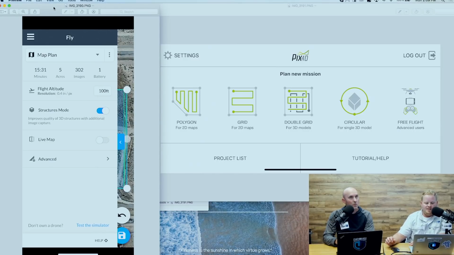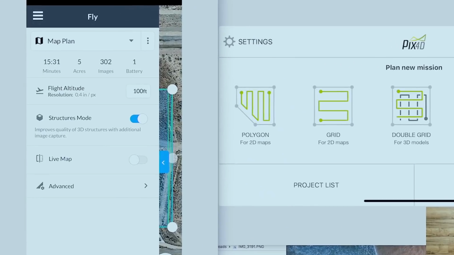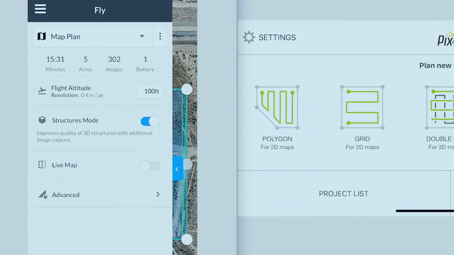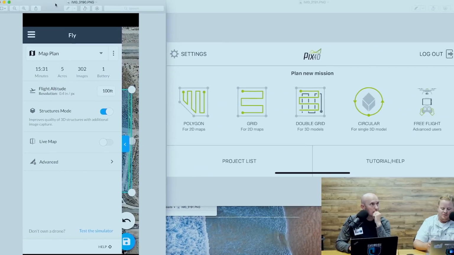So we give out a lot of documents. We help people acquire data because there's no formula in the tutorial. There's no formula that says, as I'm looking on screen here, Rob, I want to go to a flight altitude of 100 feet, that resolution is 0.4 inches per pixel. Okay, but it doesn't tell you what flight altitude, why is that important? I mean, this is literally like they're trying to dumb things down. So why is flight altitude important, Rob?